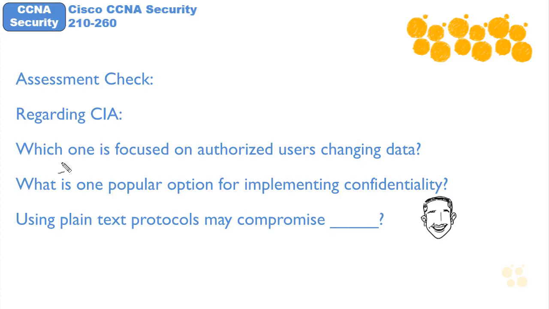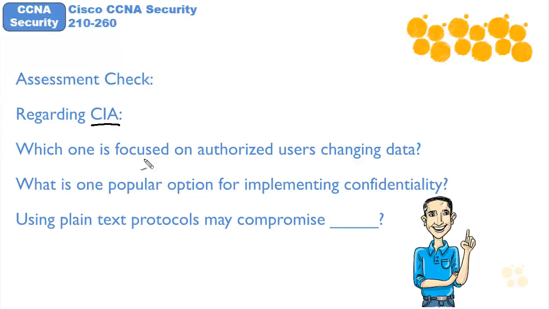All right, my friend, let's go through these together. Regarding CIA, confidentiality, data integrity, and availability, which one is focused on authorized users changing data? And the part that deals with the only authorized users can change or manipulate data, that would be data integrity.